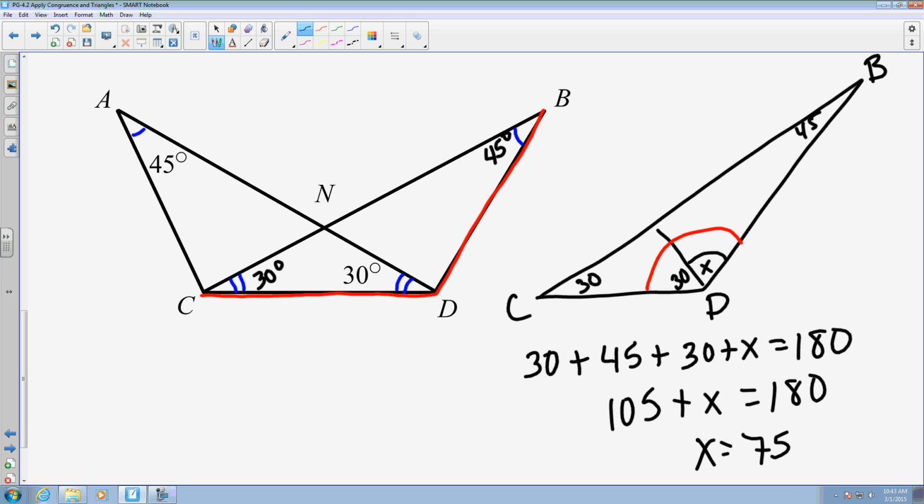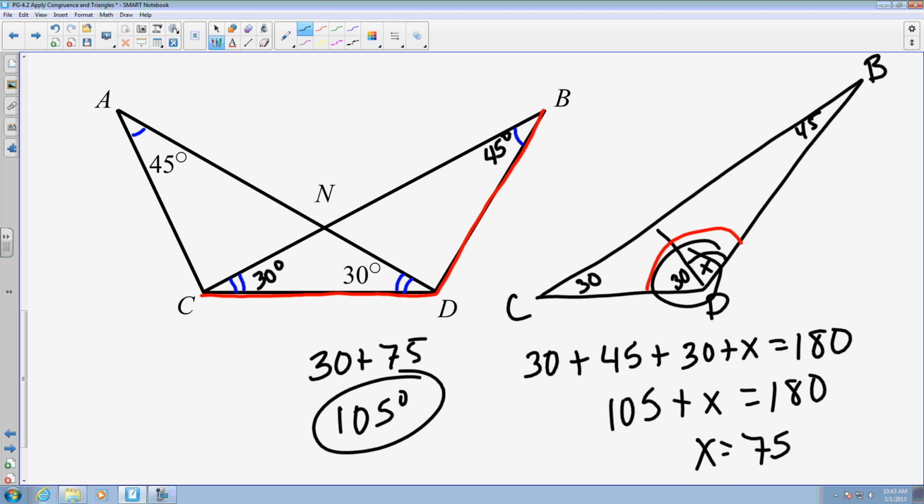What they're looking for is the sum of this angle here. So all I have to do is take 30 plus x, which is 75. So 30 plus 75 equals 105 degrees. Okay?